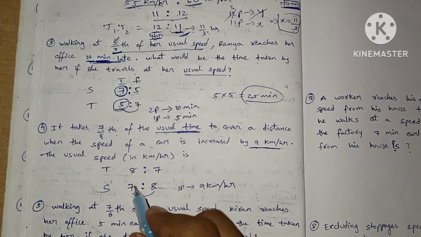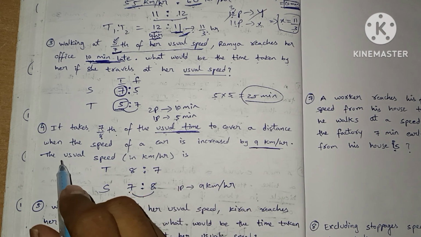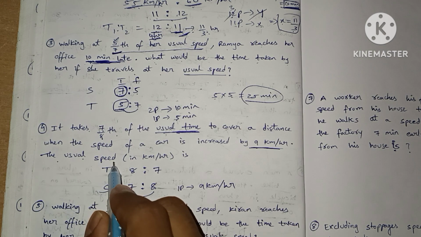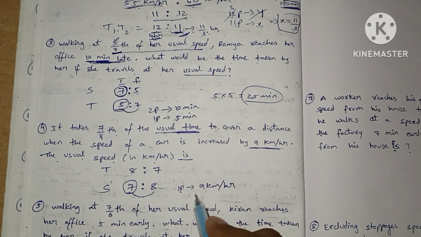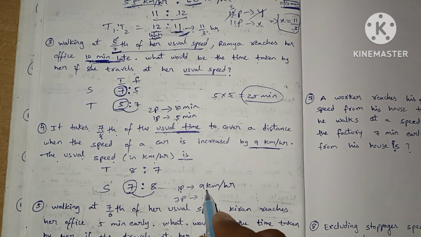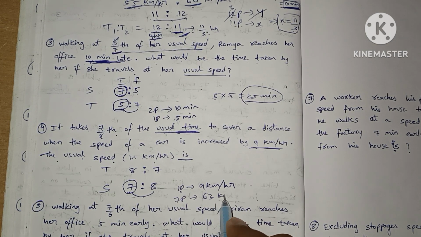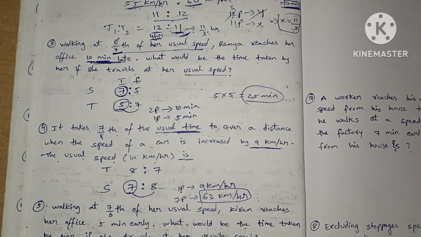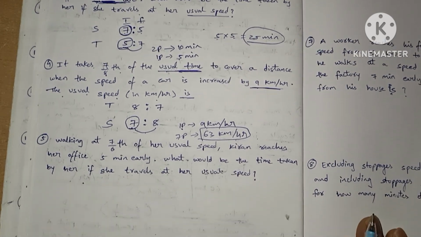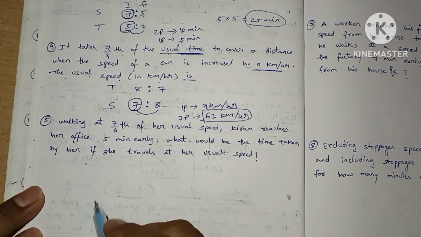1 part value is 9 kilometers per hour. So the question is the usual speed in kilometers per hour. So asking about 7 parts value. 1 part value is 9 kilometers per hour. So 7 parts value will be 7 into 9, 63 kilometers per hour. This is the answer.